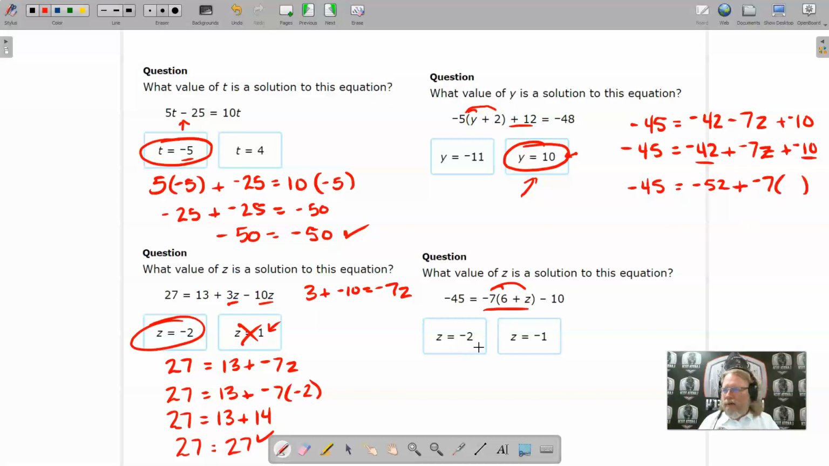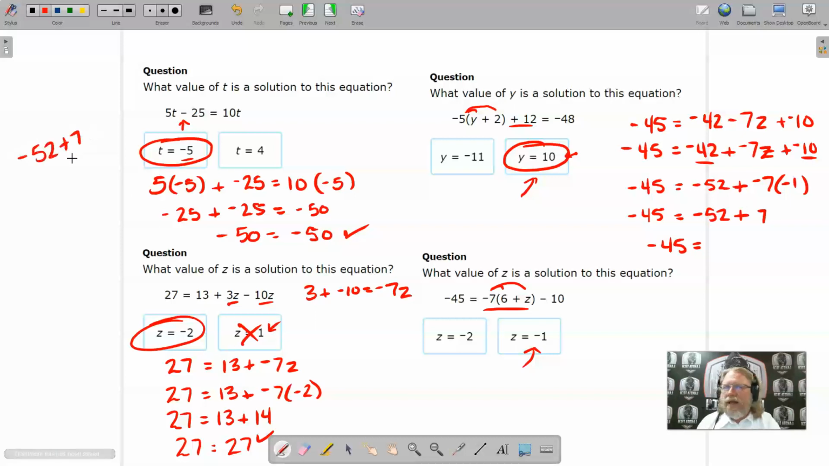Let's go ahead and work with z equals -1, but I prefer -1 over -2, right? Let's put in -1 there, and we get -45 equals -52 plus negative times negative, which is positive, so that's going to be a +7. So -45 equals -52 plus 7. So over here, -52 plus 7.